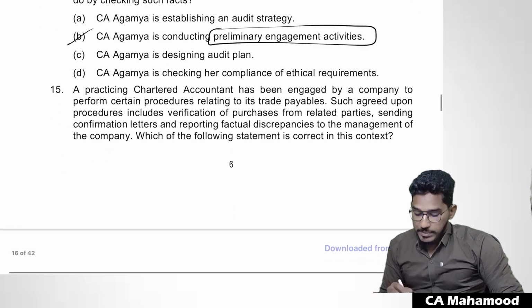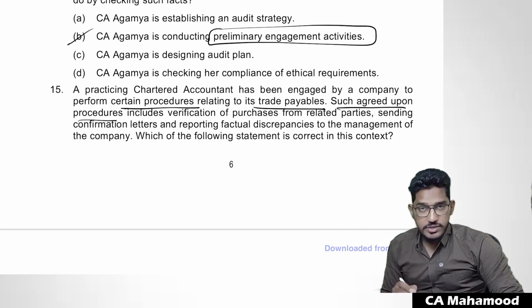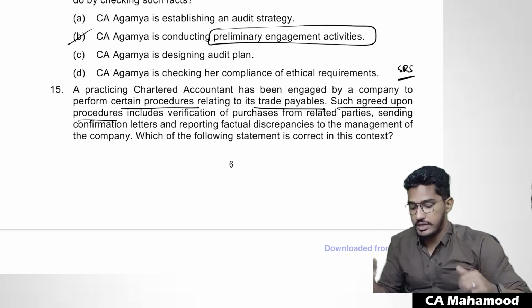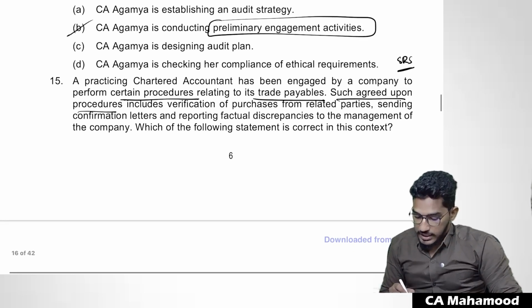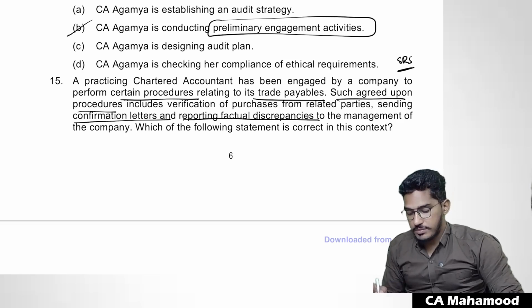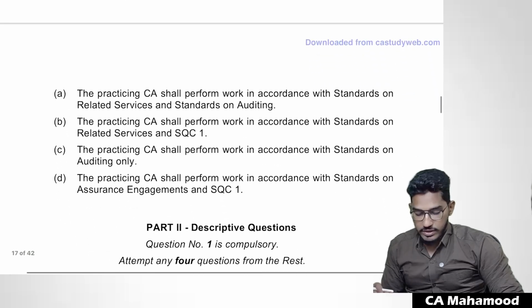Next. A practicing chartered accountant has been engaged by a company to perform certain procedures relating to its trade payables. Such agreed upon procedures. When I say agreed upon procedures, what should immediately strike? SRS, standards on related services, which becomes applicable whenever you are performing agreed upon procedures, including verification of purchase from related parties and sending confirmation letters and reporting factual discrepancies to the management of the company. Which of the following statements is correct in this context?